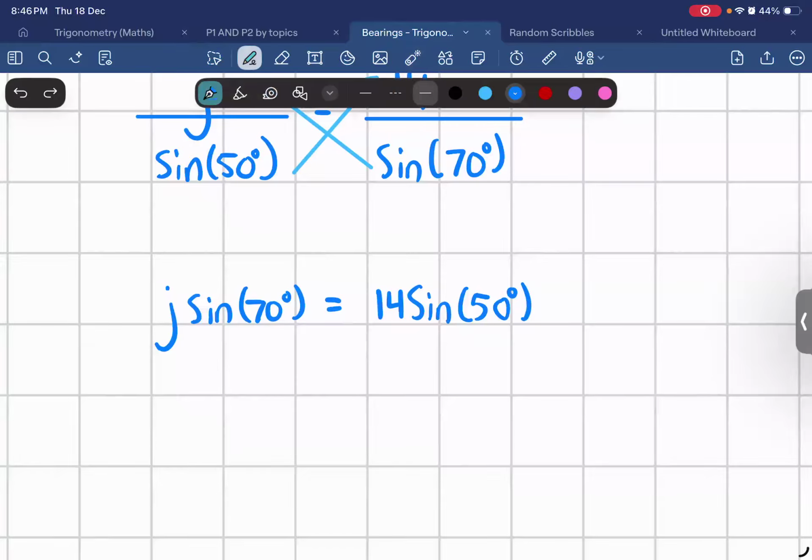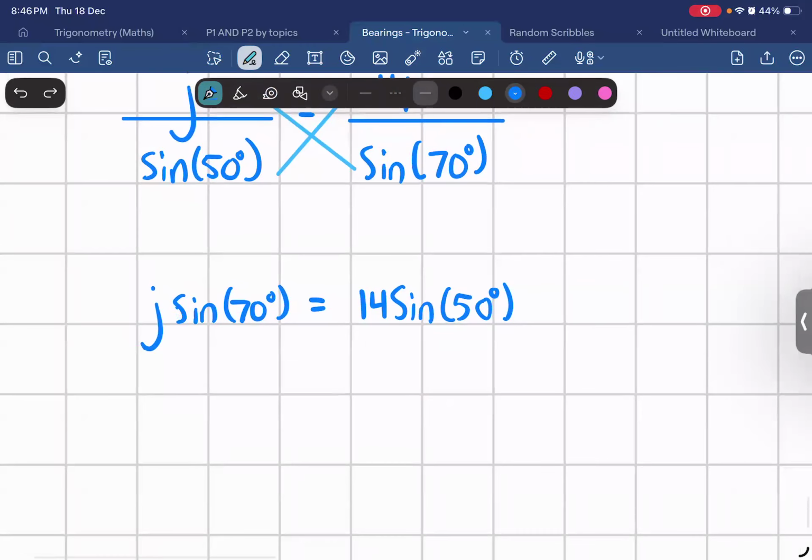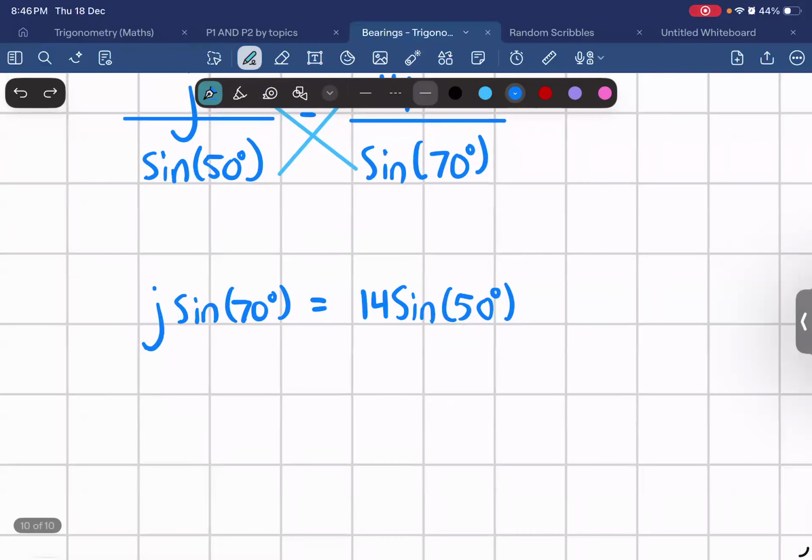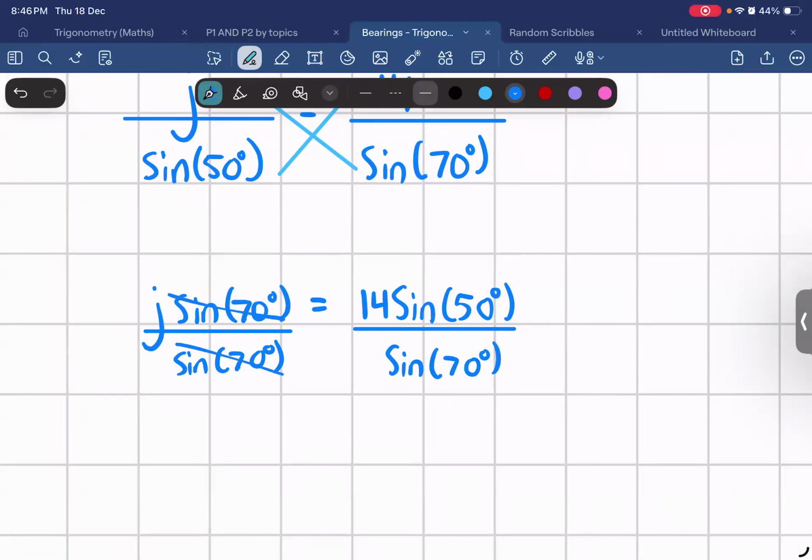So, if we wanted to get rid of the sine 70 to leave us with J, what is the opposite of multiplying by sine 70? Dividing, exactly. If I divide by sine 70, it would cancel off with the sine 70, and that would leave me with J, because I want to find for J. So that's the only thing I should have on the left-hand side. So I cancel that off, and I end up with J equal to 14 sine 50 all over sine 70.